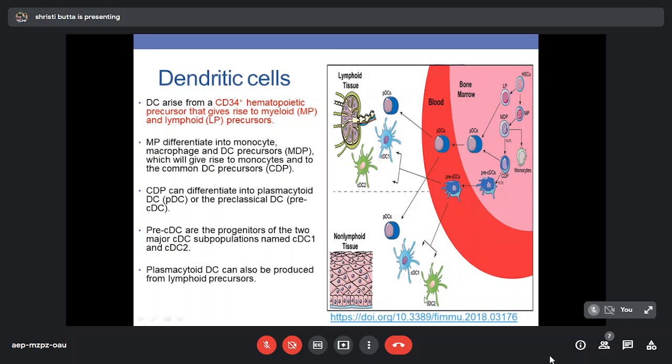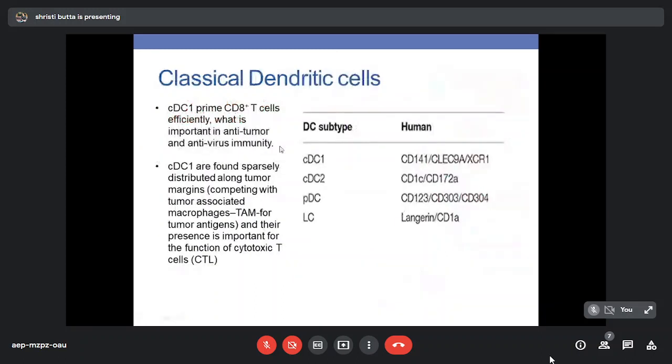This classical dendritic cell can be of two types, that is classical dendritic cell type 1 and type 2. Let's see what that is. Now, this classical dendritic cell type 1 expresses a lot of CD markers, that is CD141, XCR1, etc. The type 1 primes the CD8 plus T cells, that is the cytotoxic T cells, which is responsible for the anti-tumor and antiviral immunities.